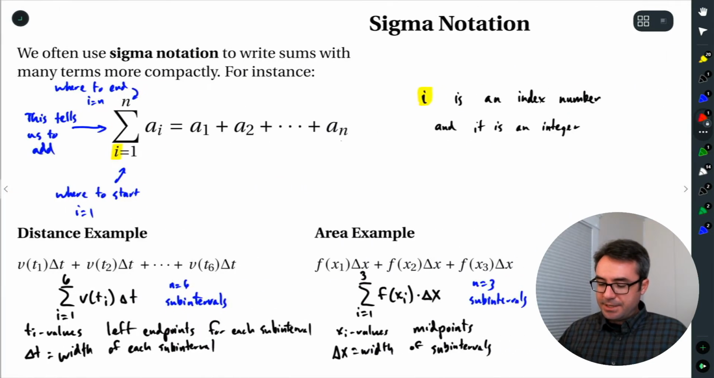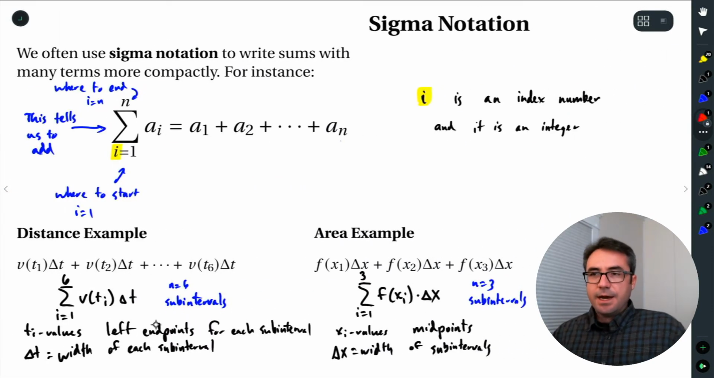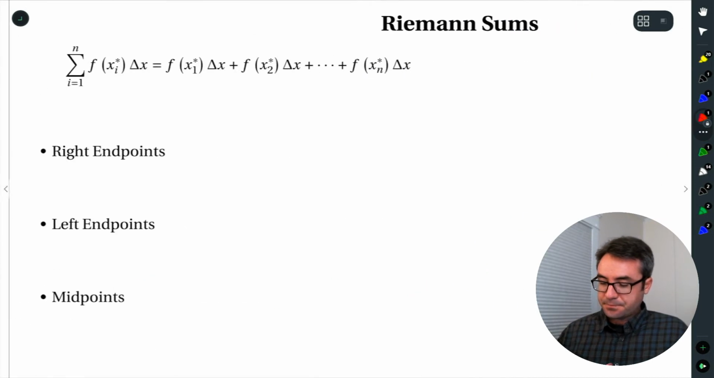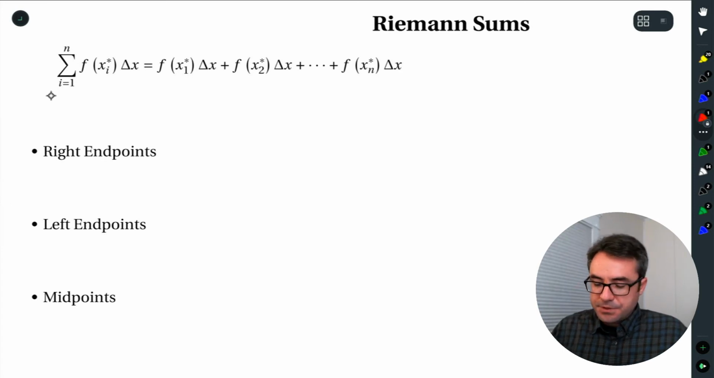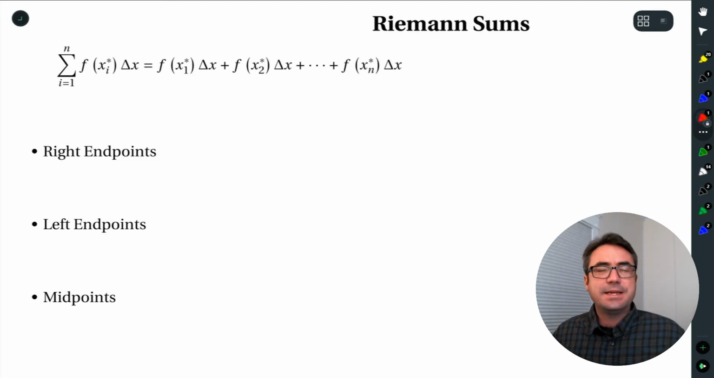And so the question is, we have some choice. Generally, if we're going to do these type of approximations, we have some choice about if we're going to use left endpoints, if we're going to use midpoints, or if we're going to use right endpoints. And so this is really going to get us to our idea of Riemann sums.